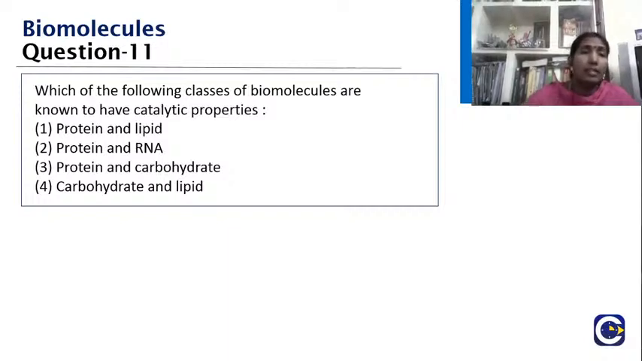We will go to the next very simple question. Which of the following classes of biomolecules are known to have catalytic property? So when we say catalytic property, we are talking about the enzymes and specifically the bioenzymes that are going to help in conversion of the products. Okay, they will act on a substrate, enhance the reaction, then we will have the product that is being formed.